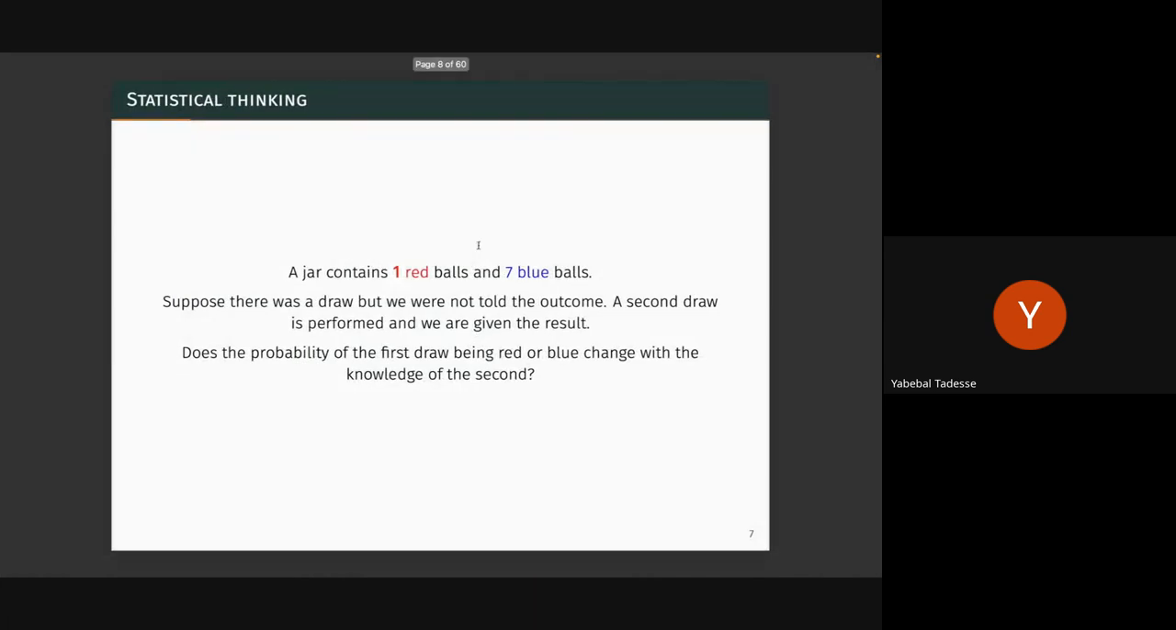So we call it 1, right? A jar contains 1 red ball and 7 blue balls. Suppose there was a draw before you came and you didn't know the outcome. And then a second draw is performed and we're given the result. Now, the question is, does the probability of the first draw being red or blue change with the knowledge of the second?